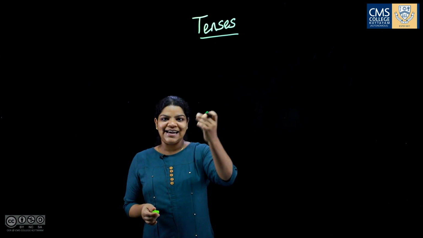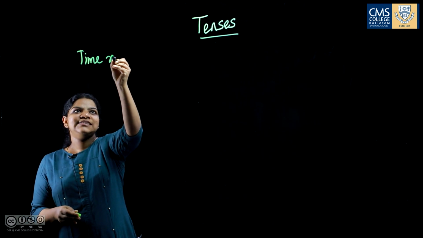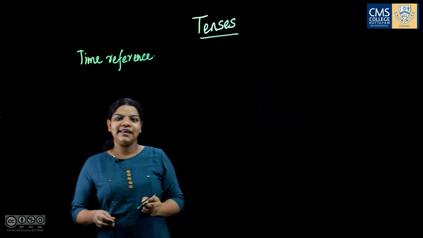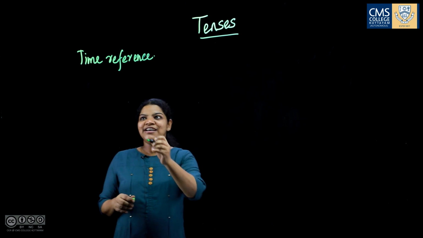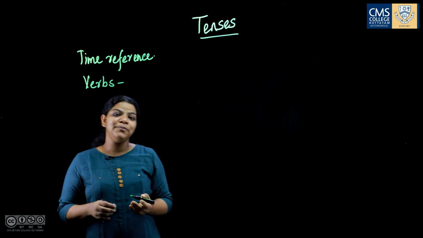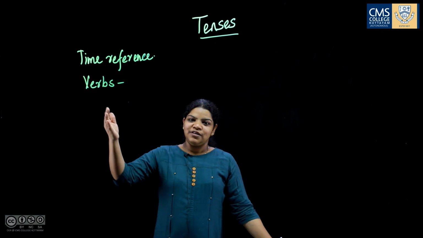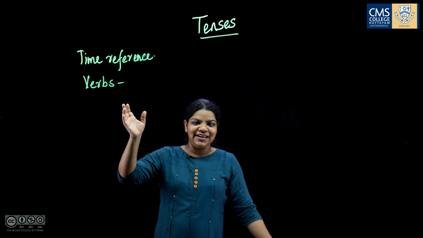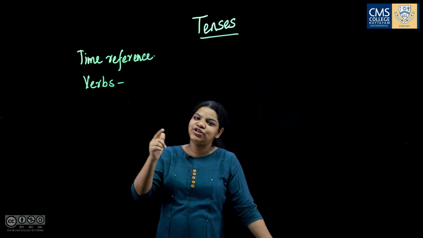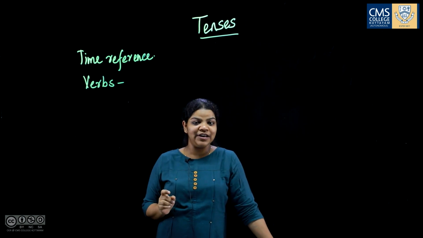So, as we said, tenses give the time reference of an action. And in English, it is usually the verbs that help us to communicate this time reference. So, in a conversation in English or in a sentence in English, it is usually the verb which changes its form in order to communicate the time reference of the action.